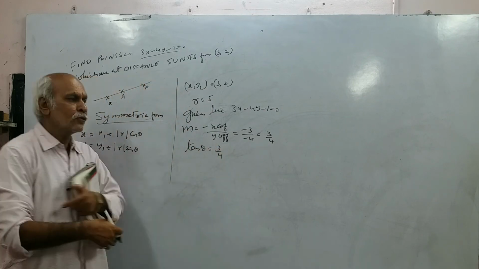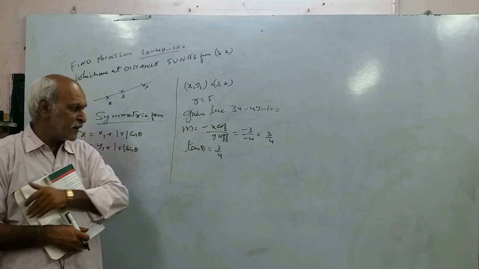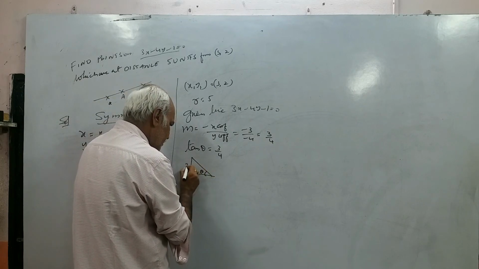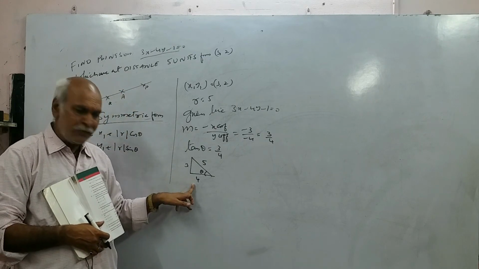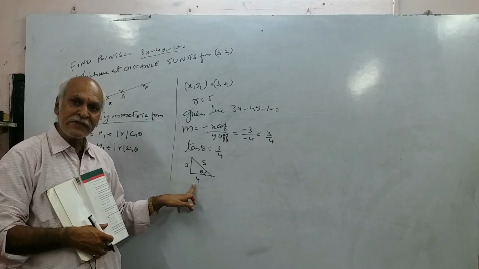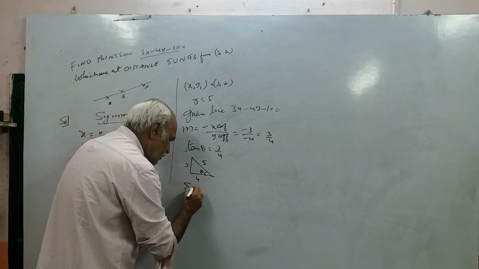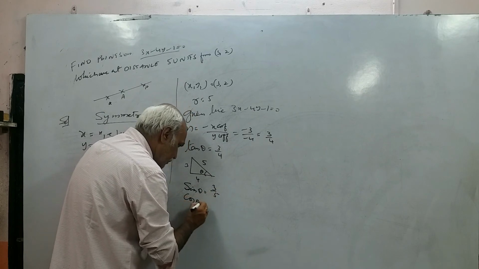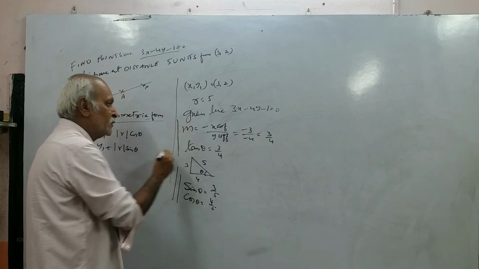Is it clear? So what have we done? From the line we have found the slope. Slope is nothing but tan theta. Tan theta is equal to 3 by 4. Draw a right angle triangle. This is theta, 3, 4, and this will be 5. 3 square is 9, 9 plus 16 is 25, square root of 25 is 5. Now from this we have to find sin theta. What is sin theta? Opposite by hypotenuse, 3 by 5. What is cos theta? 4 by 5. This is very, very important.